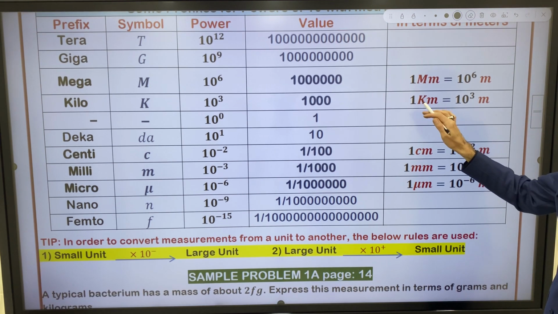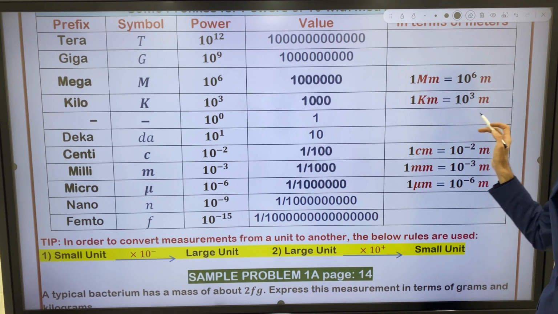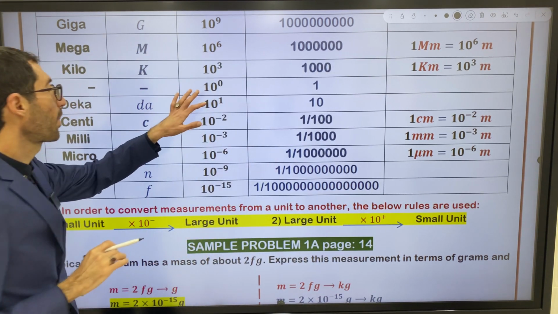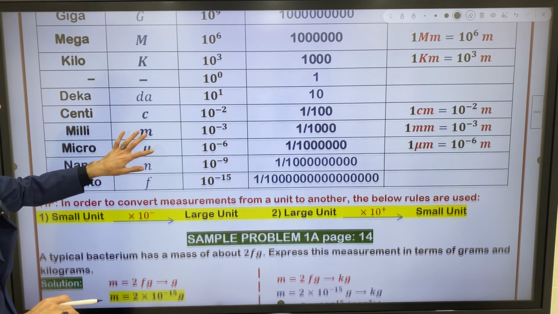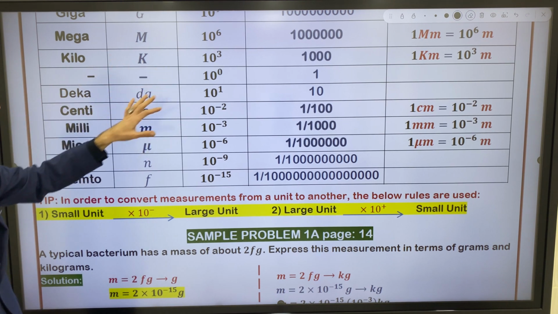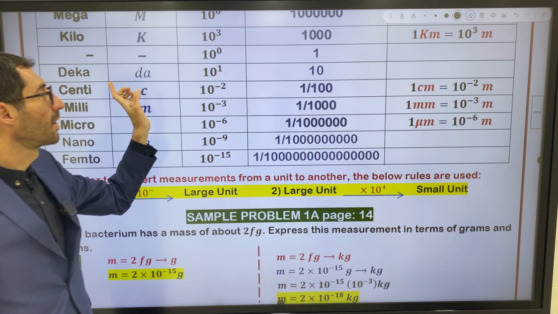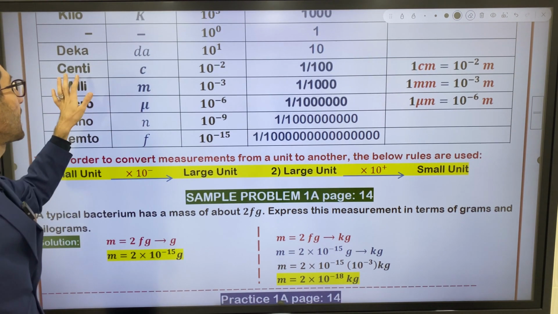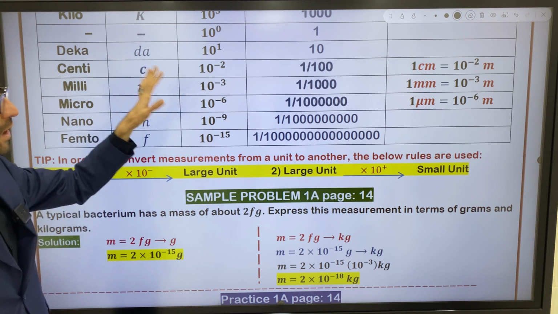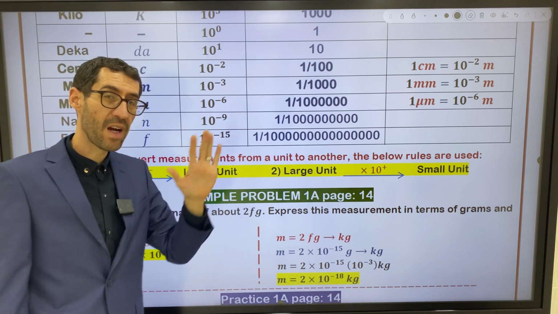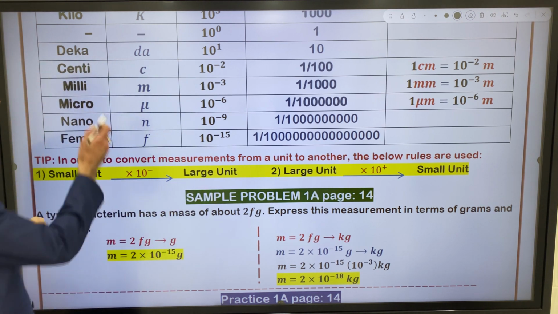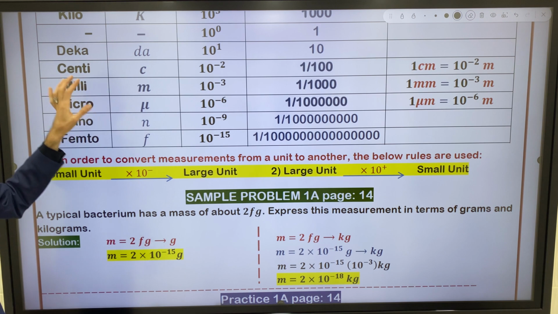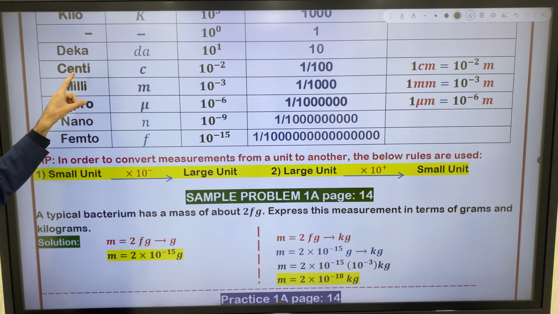About kilometers, 1 kilometer is equal to 10 to the power 3 meters, right? We have, for example, 10 to the power 0 is equal to 1. It doesn't have any name here. About the deca, the symbol is da, 10 to the power 1, the value is 10, right? Focus on centi, kilo, milli, mega. We have 5 important ones, marked in bold. That's why the students have to memorize these prefixes.